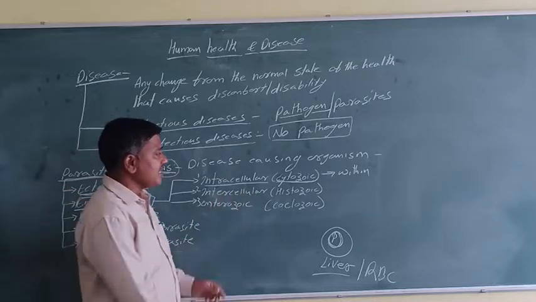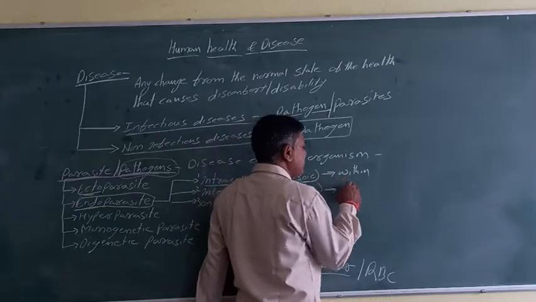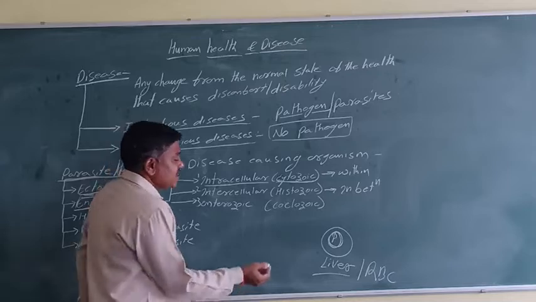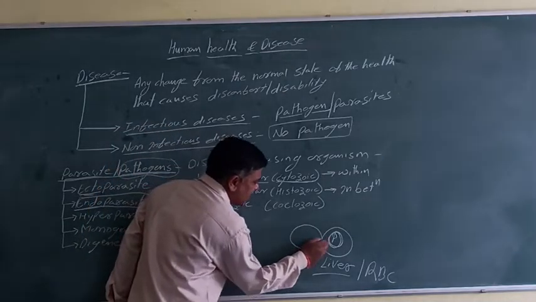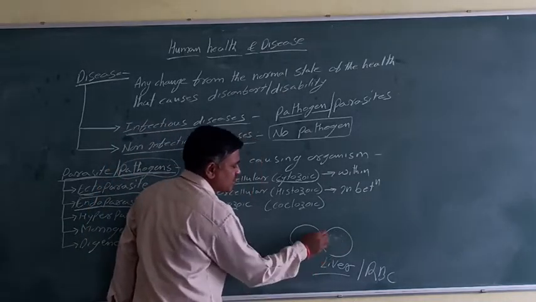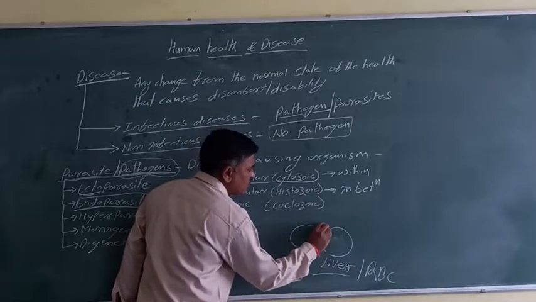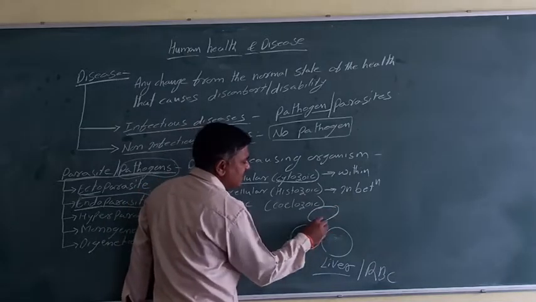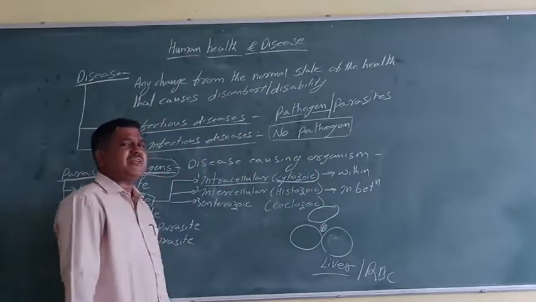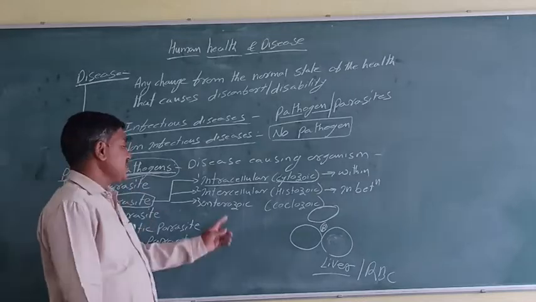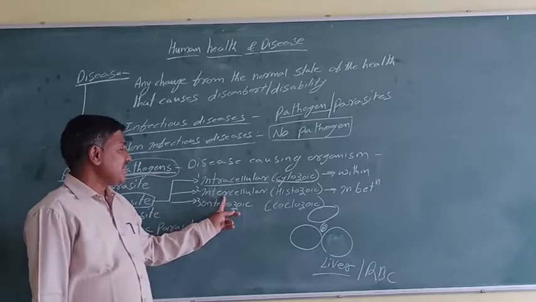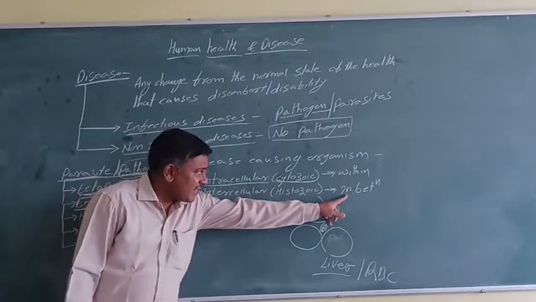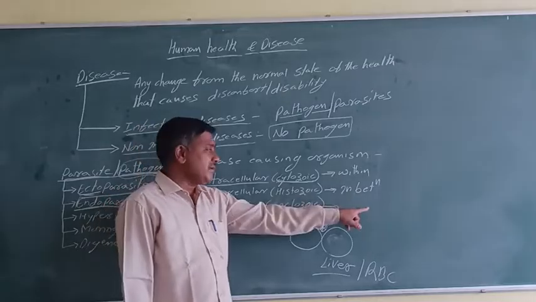Intercellular. Inter means in between. That means the parasites which are present in between the two host cells. So these are the two host cells, and in between these two host cells there is a free space, and in that free space there is the presence of this parasite. That's why they are called intercellular parasites, meaning in between the cells.